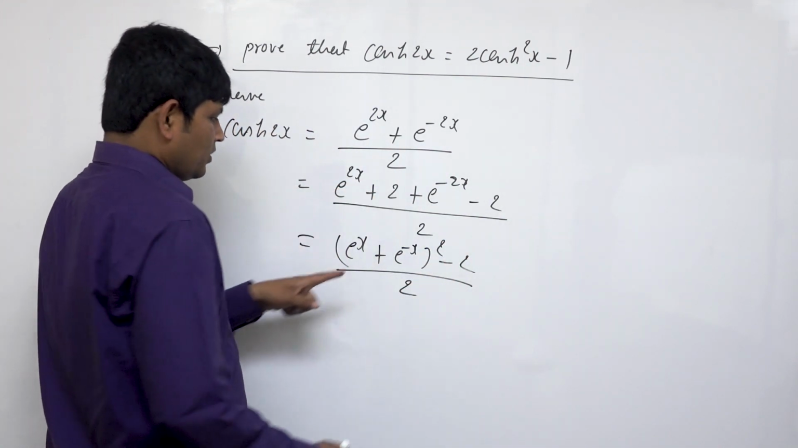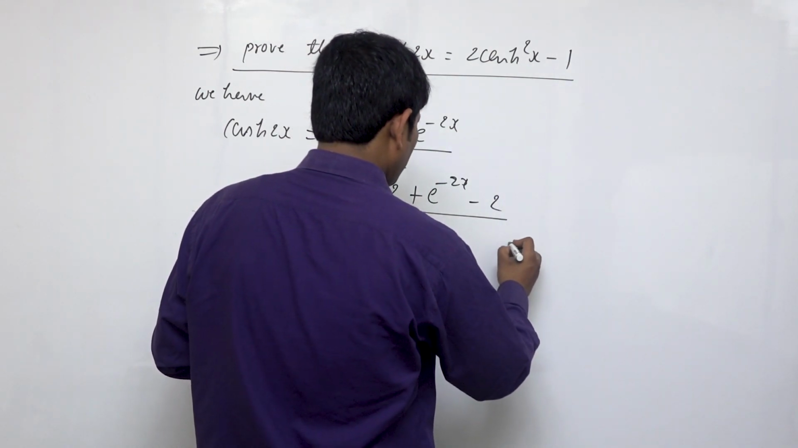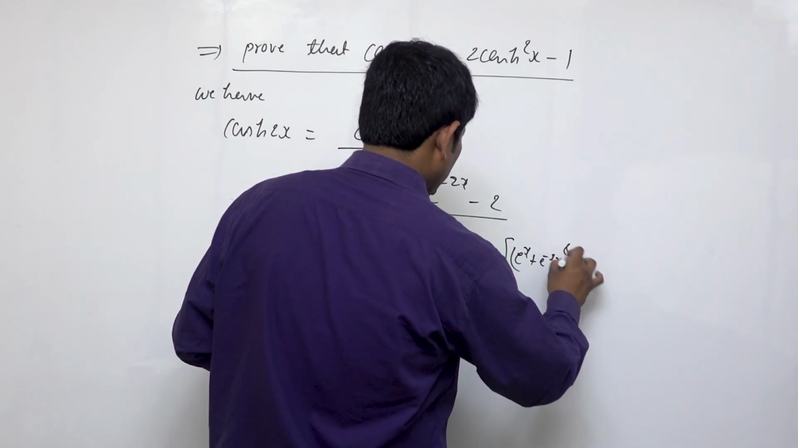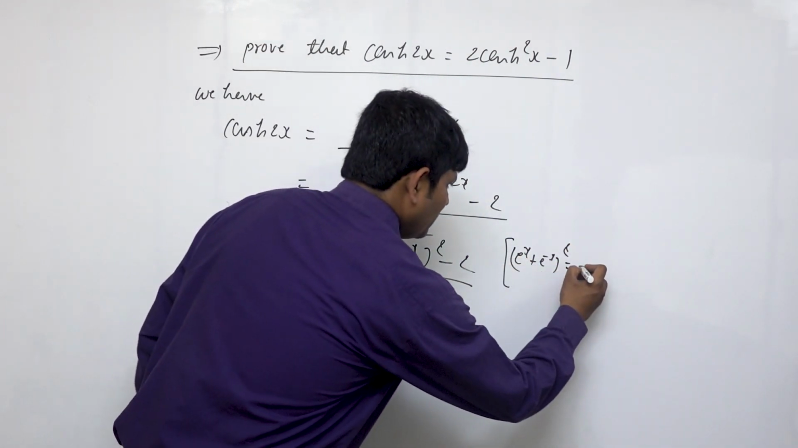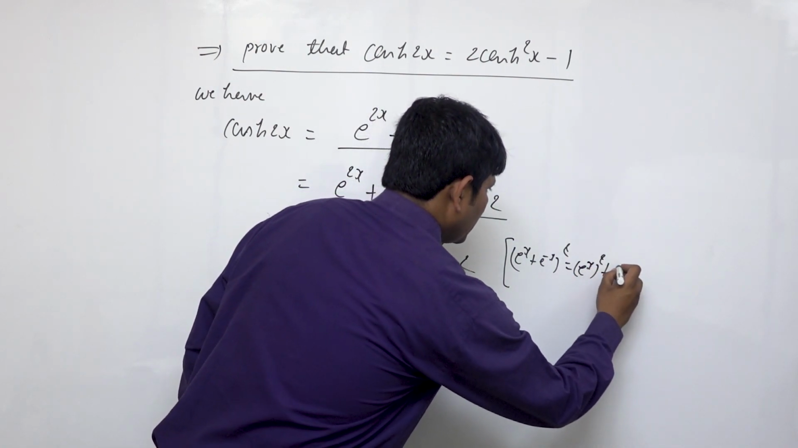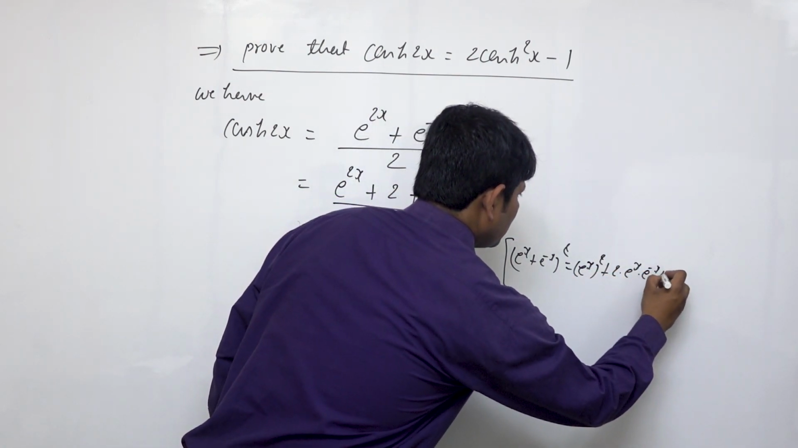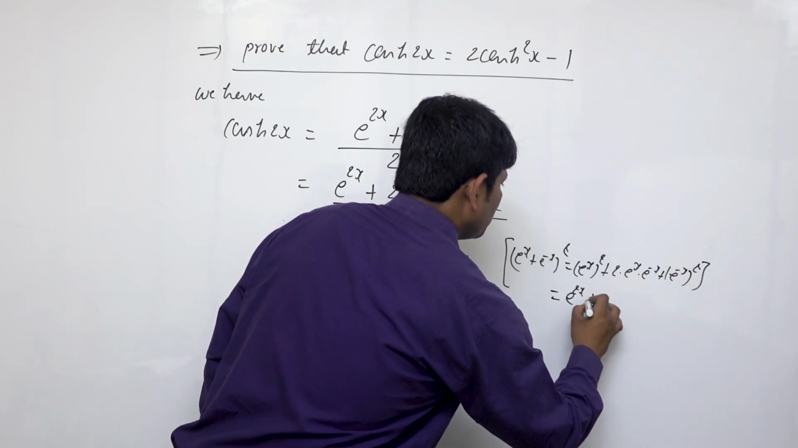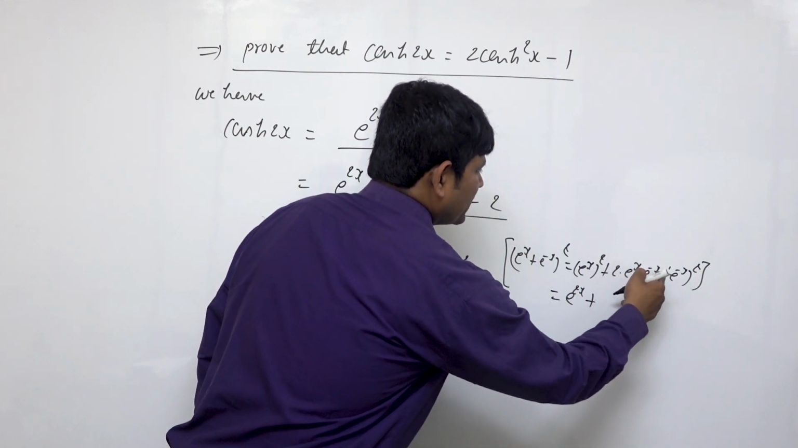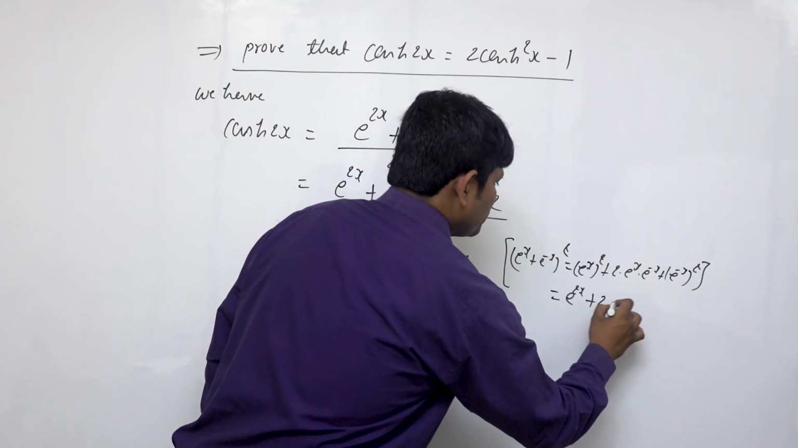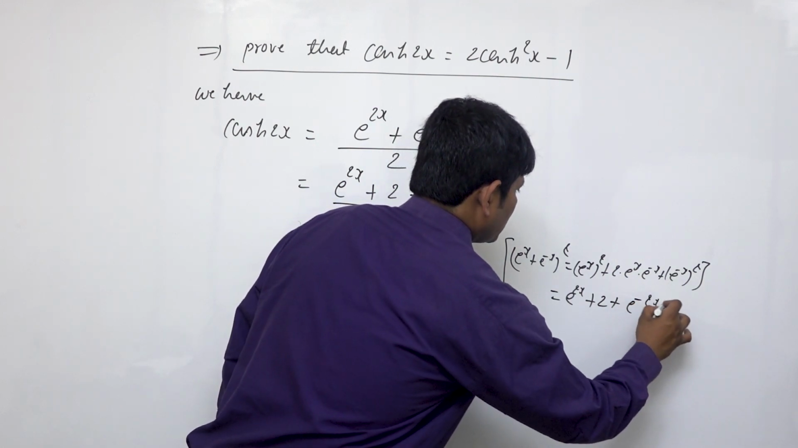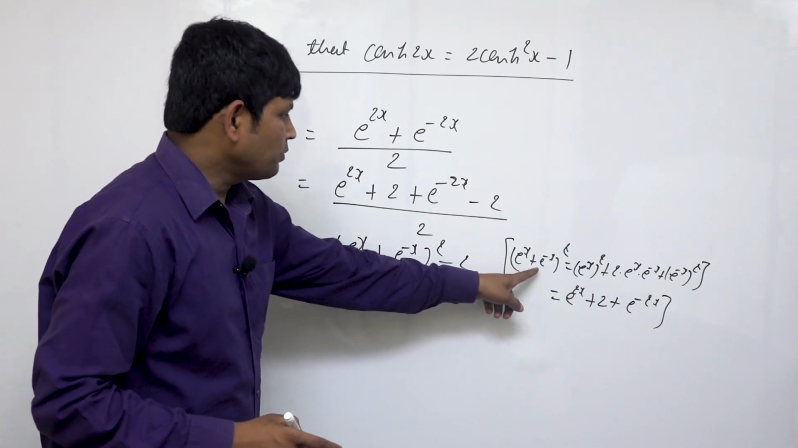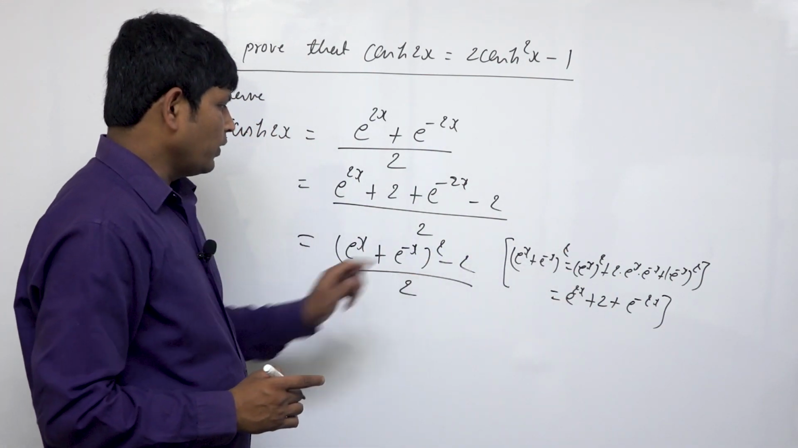You can see how. Let's expand this here. e to the power x plus e to the power minus x whole square is how much? There is e to the x whole square plus 2 times e to the x times e to the minus x plus e to the minus x whole square. That is e to the power 2x plus 2, since e to the x times e to the minus x is e to the power 0, which becomes 1, plus e to the power minus 2x. So e to the 2x plus 2 plus e to the minus 2x can be written as e to the x plus e to the minus x whole square. So this way we can write.